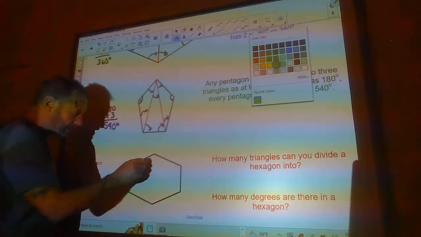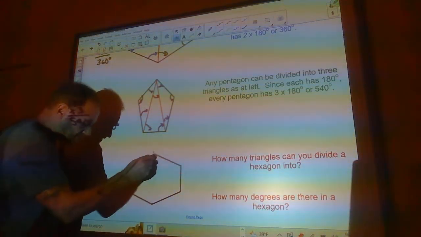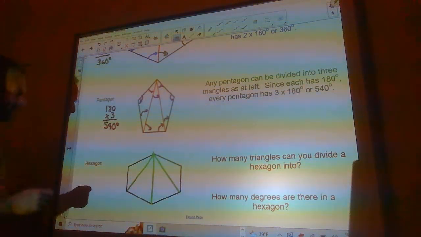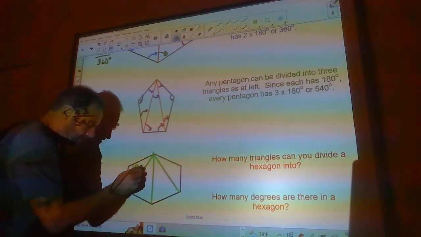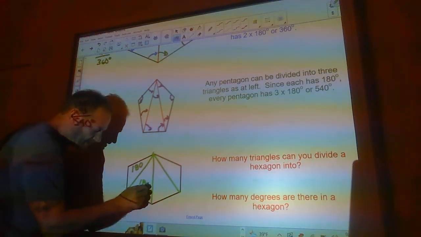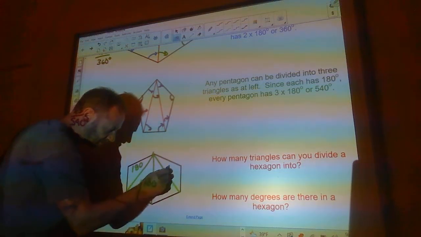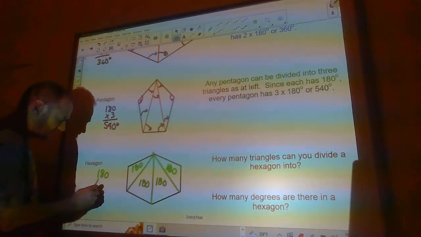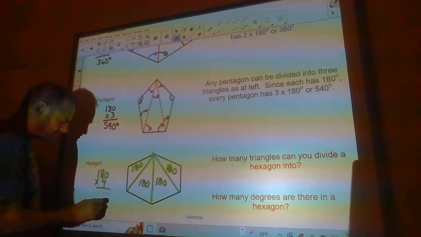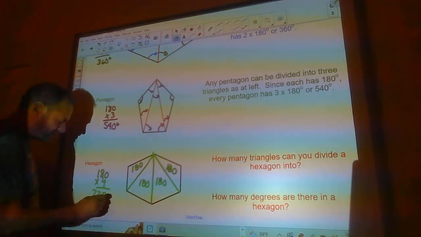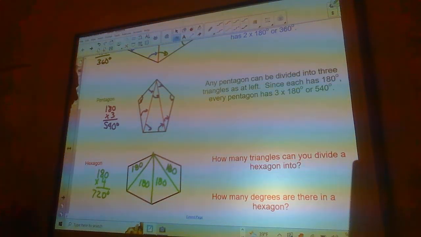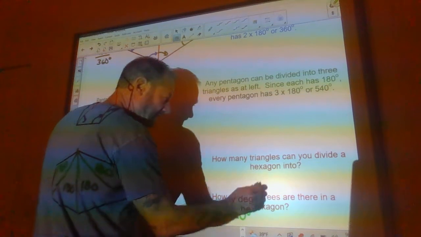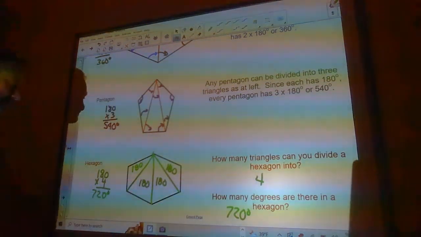Okay, so I would divide this like so. And I get 180 degrees here, 180 degrees here, 180 degrees here, and 180 degrees here. So that's 180 times 4, which is going to be 720 degrees. So there's 720 degrees in a hexagon, and I can divide that up into 4 triangles.